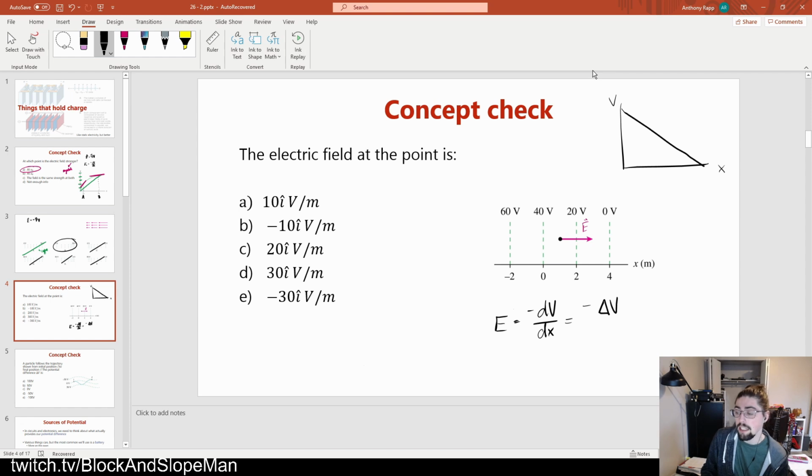So instead of thinking dV/dx, we can think delta V over delta x. And it doesn't matter where I pick, because once again, we're looking at a constant electric field. So I'm just going to pick between 0 and 2 as my two points. Then my electric field should be the negative of final minus initial, 20 minus 40, over final minus initial, which is 2 minus 0. I end up with 20 divided by 2, 10 volts per meter.